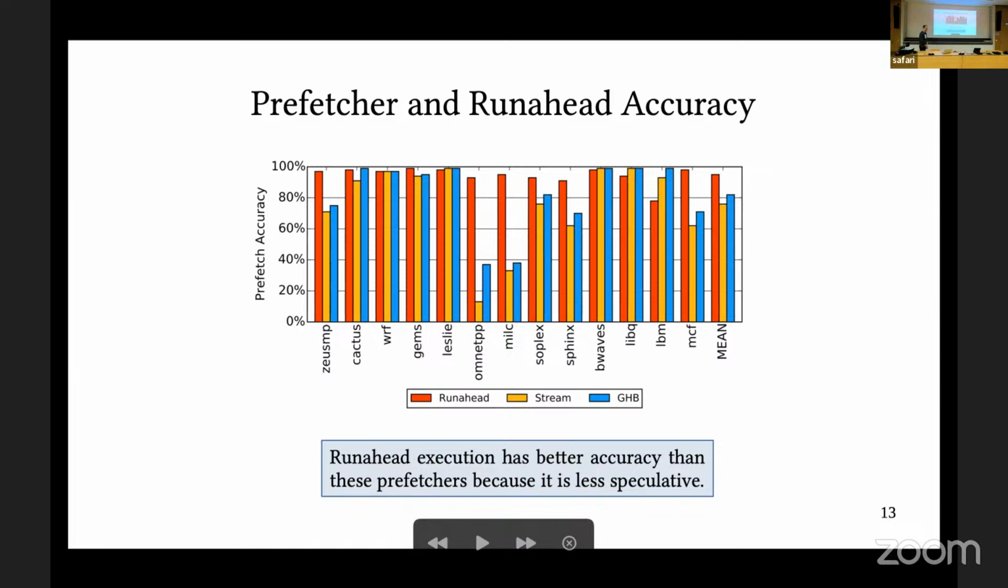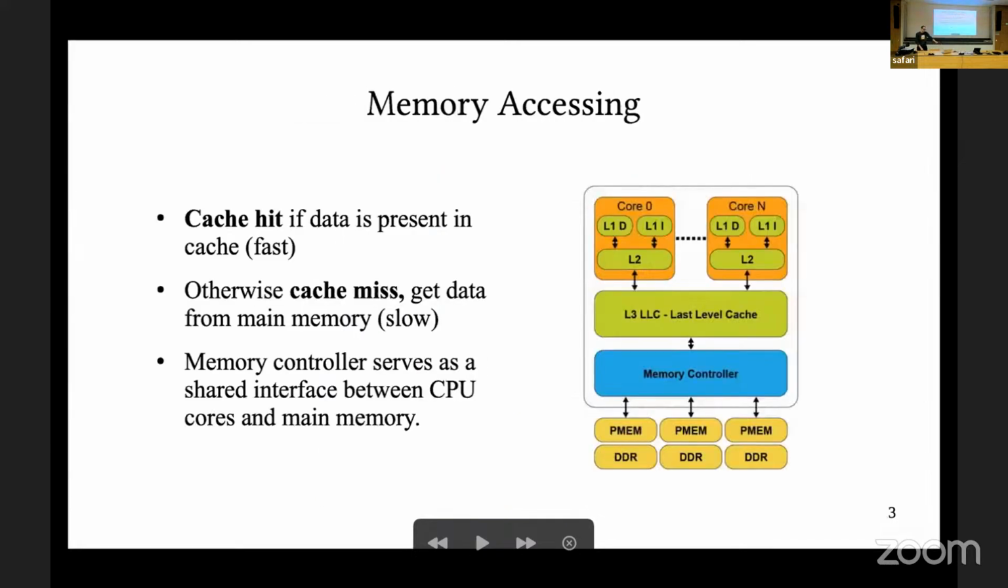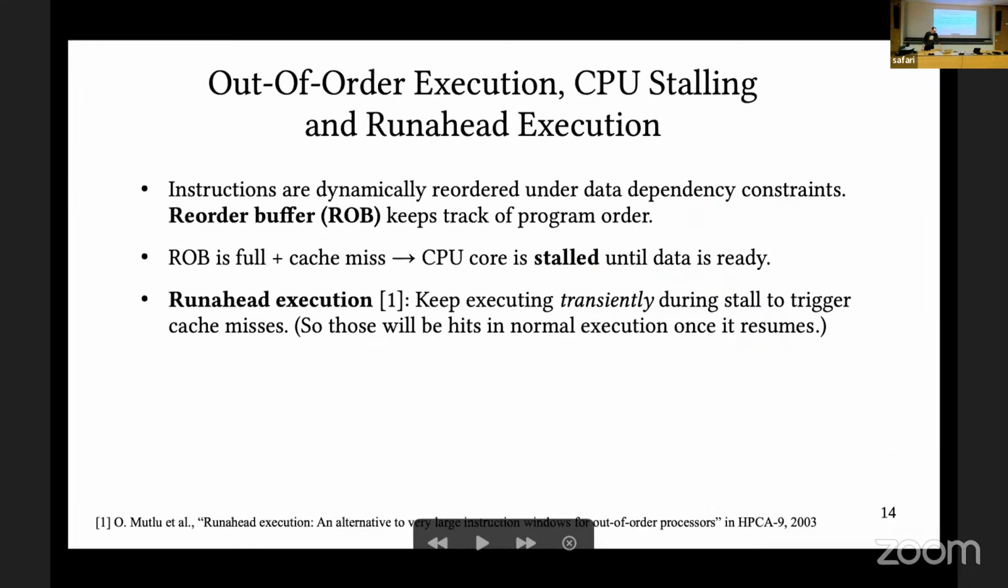And yes, Runahead execution is better because it doesn't have to make as many assumptions about what's going to happen, because it knows a lot more. So it's less speculative in this sense. Okay, so back to our overview here. So this is all nice, right? This works well, you would assume.